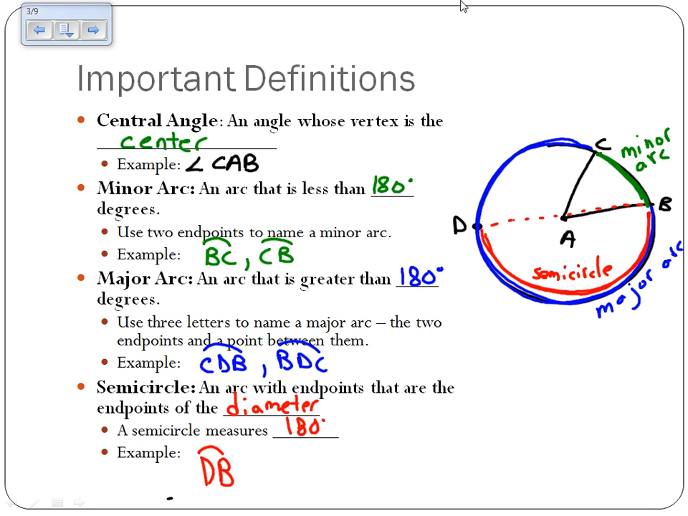So once again, use the endpoints. Always take the shortest route unless it tells you to go through somewhere else. Okay? Always take the shortest route unless, like in this one, it tells you to go through point D on the way. Minor, less than 180. Major, greater than 180. Semicircle, exactly 180.